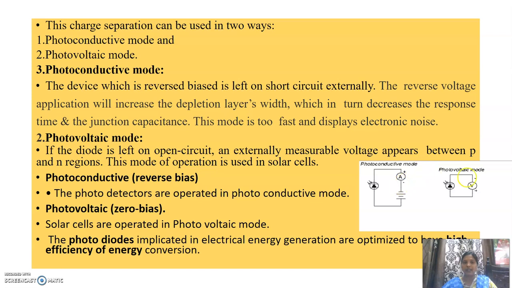Now photovoltaic mode is left as an open circuit, and an external measurable voltage will appear between P and N. Mainly this photovoltaic mode operates in the solar cell. So if you see, photoconductive mode, a reverse bias, is used in detectors, and photovoltaic mode, zero bias, is mainly used in solar cells.